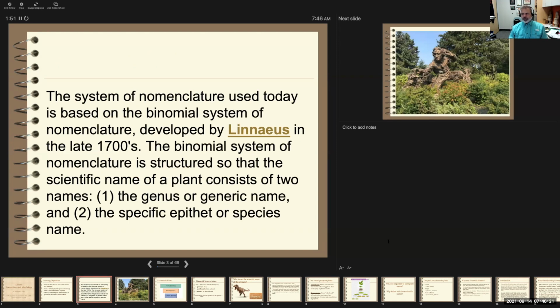So what system do we use to identify plants? Well, we use something called the binomial nomenclature system, and that was developed by a Swedish botanist named Carl Linnaeus in the late 1700s. And that really is basically where we are going to give every living thing on the planet two names, two names. And that's what we're really going to dive into today.